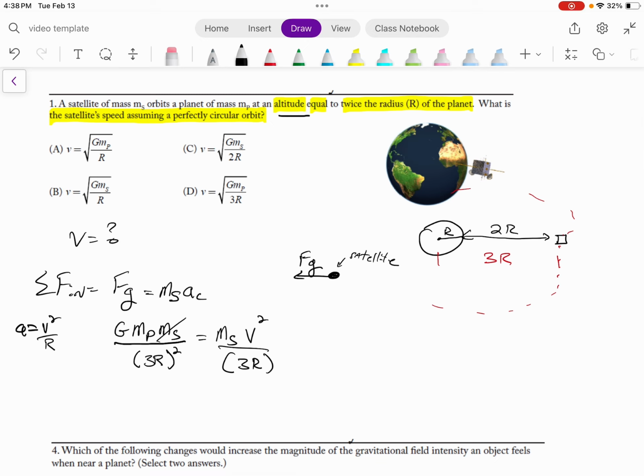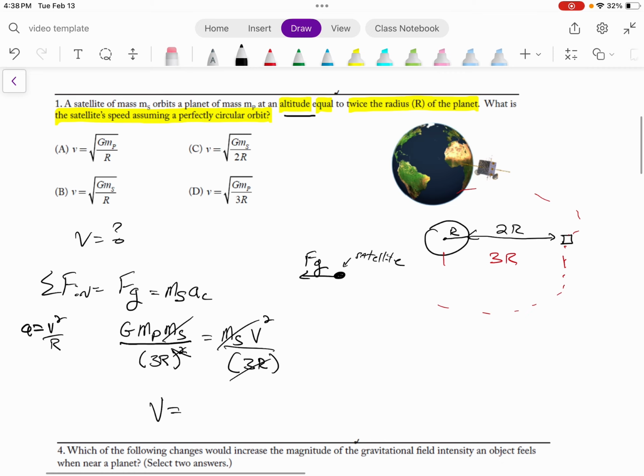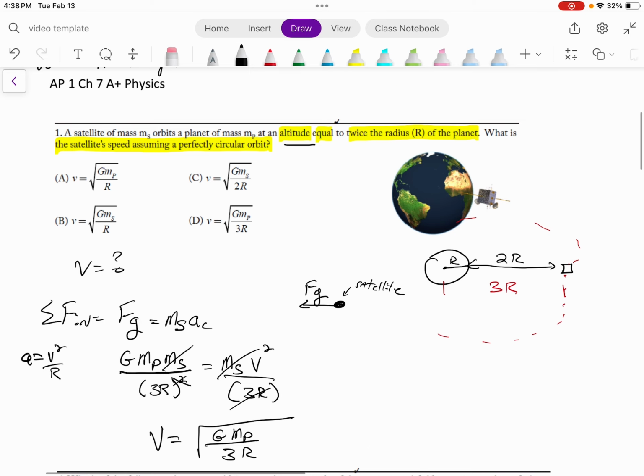So the mass of the satellite cancels. I'm going to multiply both sides by 3r, and one of those squares goes away, and I will take the square root and get the velocity of that satellite is equal to the square root of big G times the mass of the planet divided by 3r. And there is the answer.